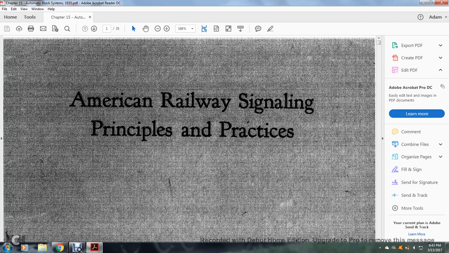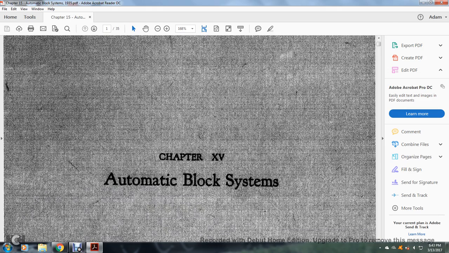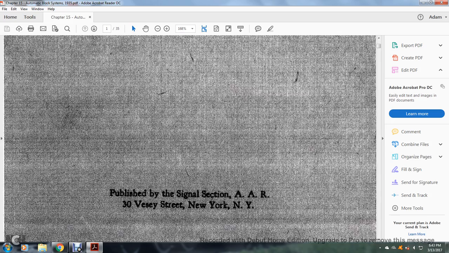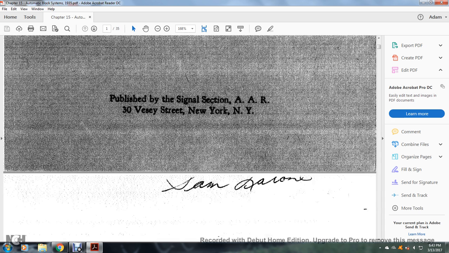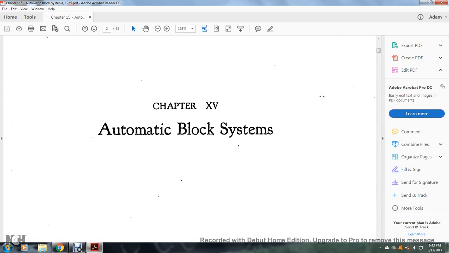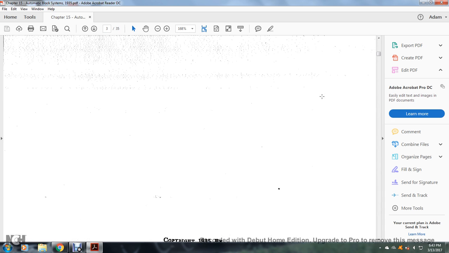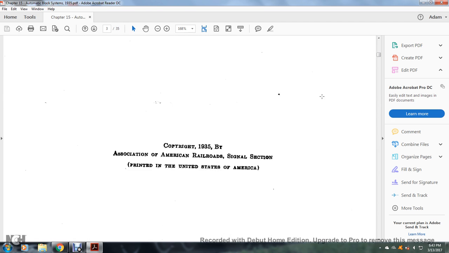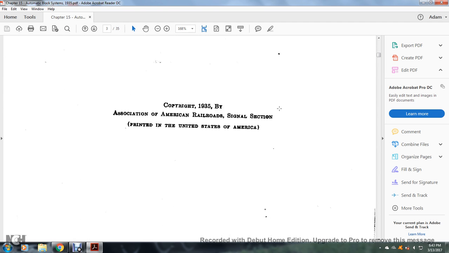Alright, American Railway Signal Principles and Practices, Chapter 15, Automatic Block System. Published by the Signal Section, AAR, 30 Vesey Street, New York, New York. Copyright 1935, Association of American Railroads, Signal Section, printed in the United States of America.